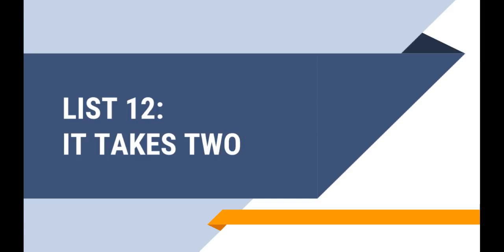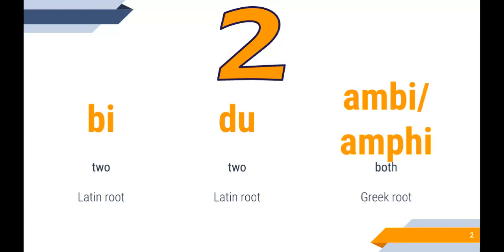List 12, it takes two. This is the do video. So your root is do, D-U. It means two, and it is a Latin root. Your words with this root are duet, dual, duel, duo, duplicate, and duplex.